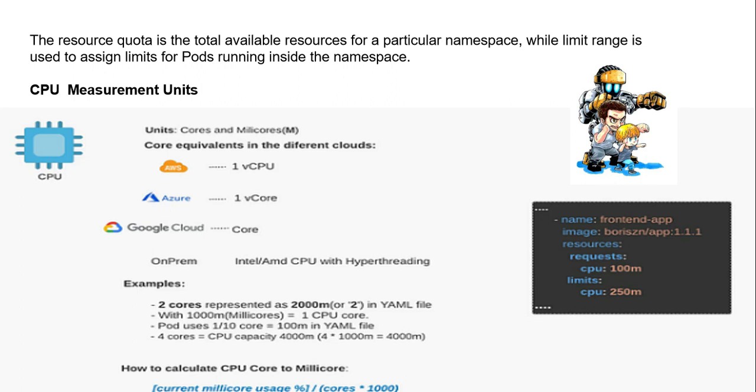Keep it in mind that the application will start throttling once it hits the CPU limit. Throttling can affect your application performance by making it run slower, but it will not terminate the application, so we have to take that into consideration. Also you have to know how to convert CPU cores to millicores. I provide the calculation below: the current millicore usage equals percentage divided by 100 times cores times 1000. This is the way we can calculate millicores. Let's move to the next slide.